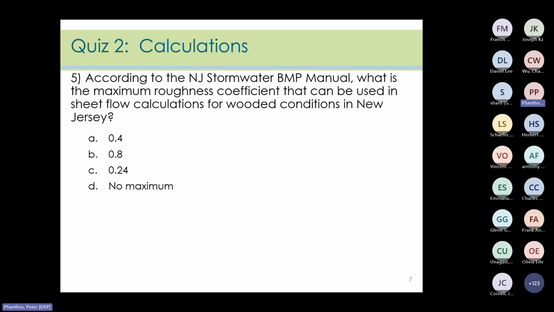All right, number 5, according to the NJ Stormwater BMP manual, what is the maximum roughness coefficient that can be used in sheet flow calculations for wooded conditions in New Jersey? And the correct answer for this one is 0.4.